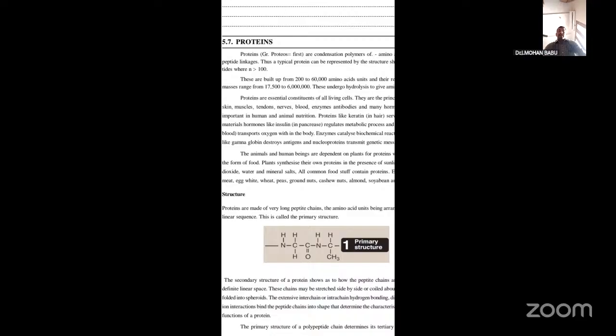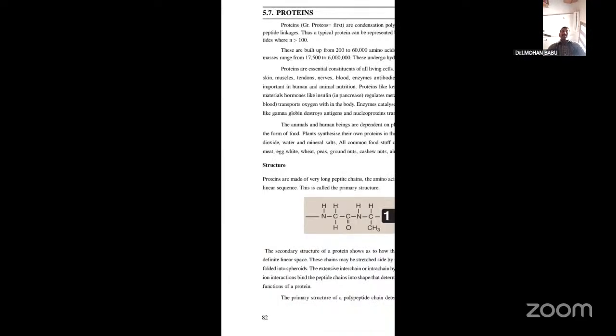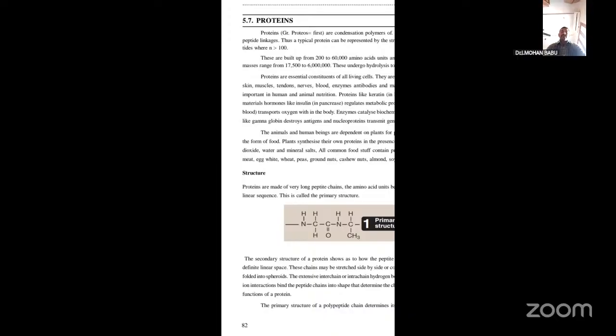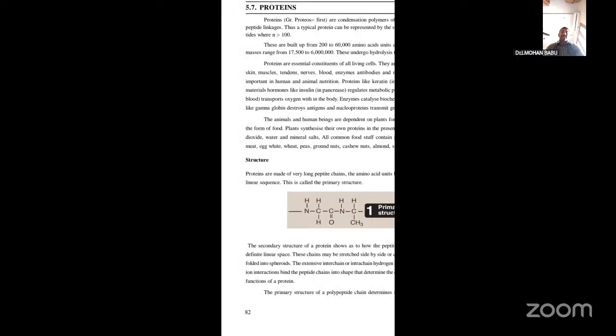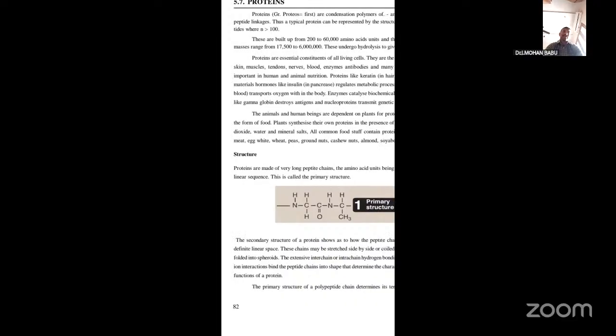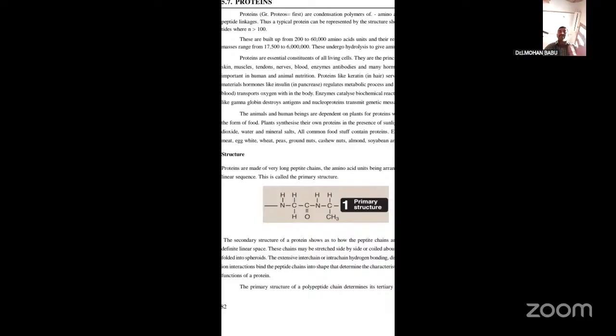Generally these proteins are assigned structures based on their level of organization. Primary structure, secondary structure, and tertiary structure are assigned. The primary structure of protein is a very simple structure. The peptide bonds are easily visible, and you can easily identify the peptide links between the amino acids.